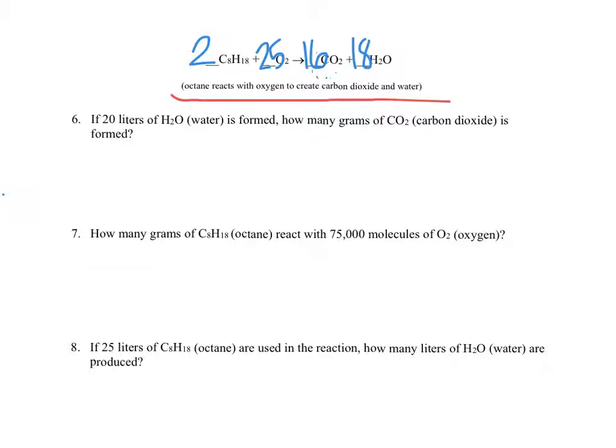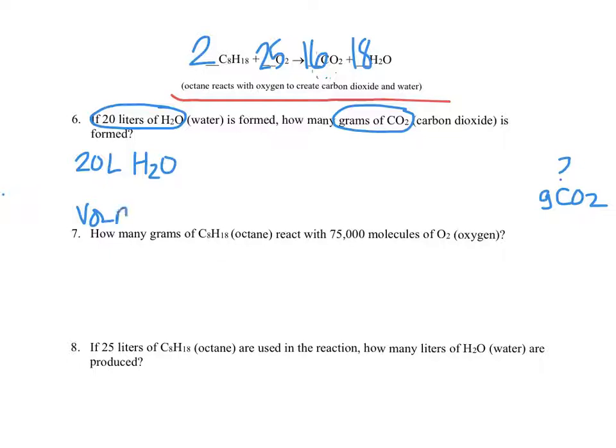Looking at number 6 here, I have 20 liters of H2O, and I want to know how many grams of carbon dioxide that is. So I know I'm starting with a volume of 20 liters of H2O, and eventually I want to end with my grams of CO2. That means I'm starting with the volume of object A, and since CO2 is another object, I'm going to end with the mass of B.